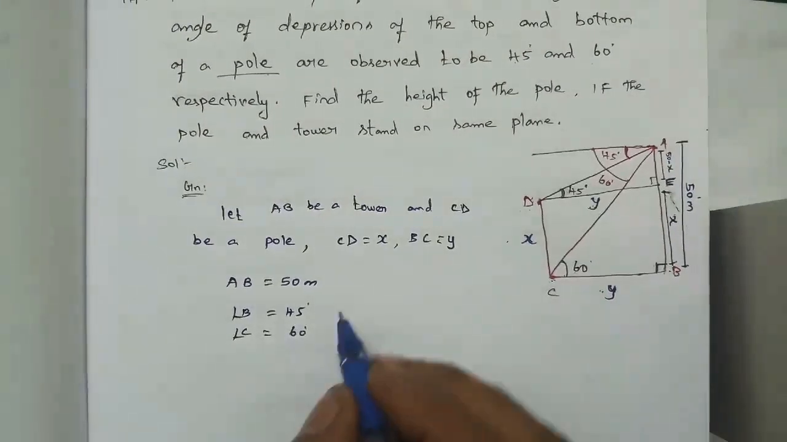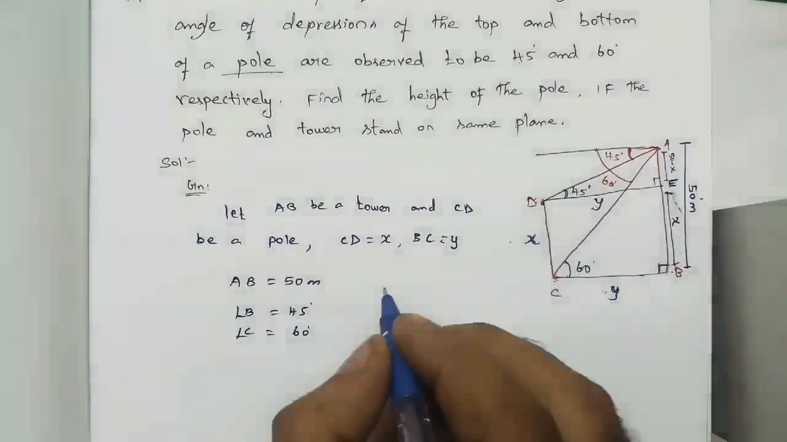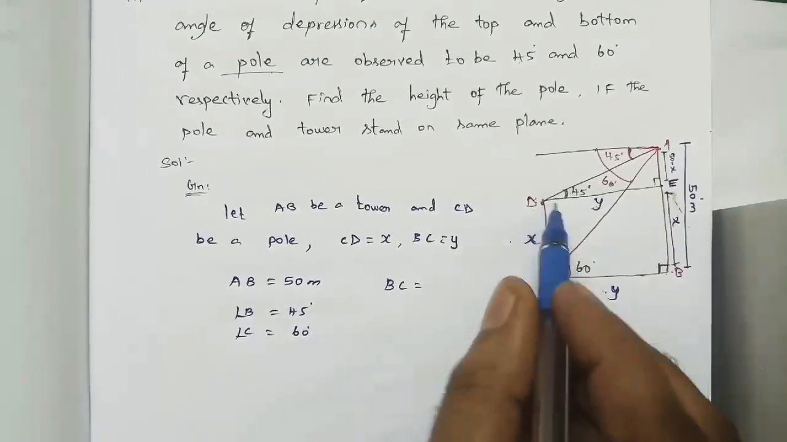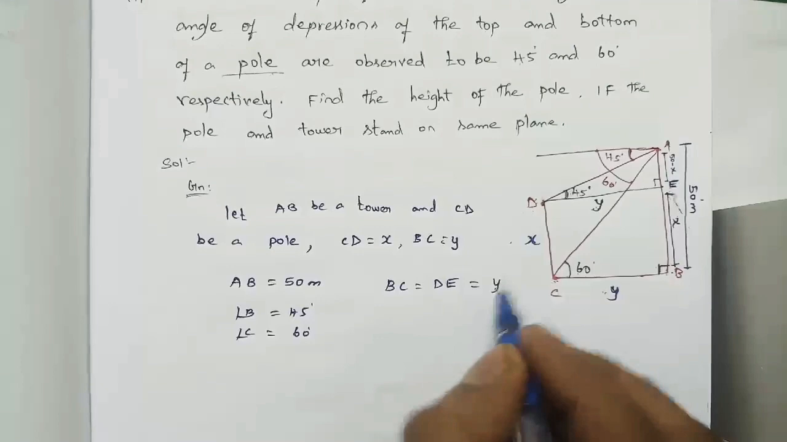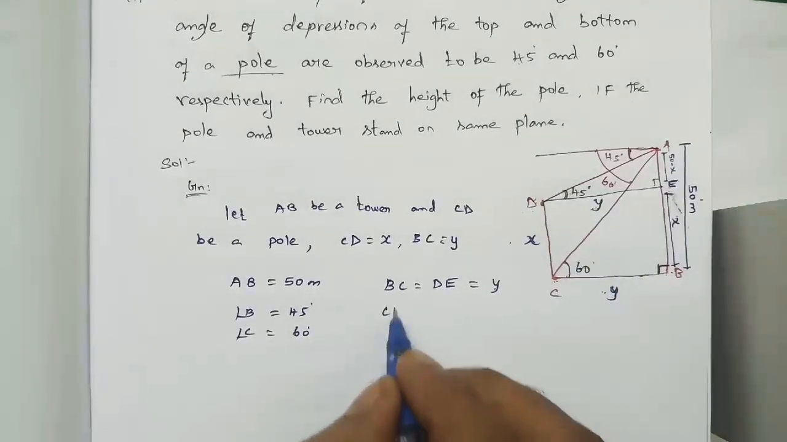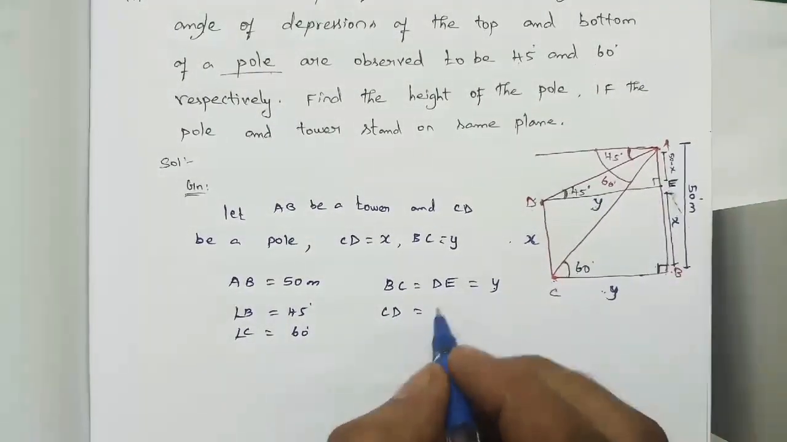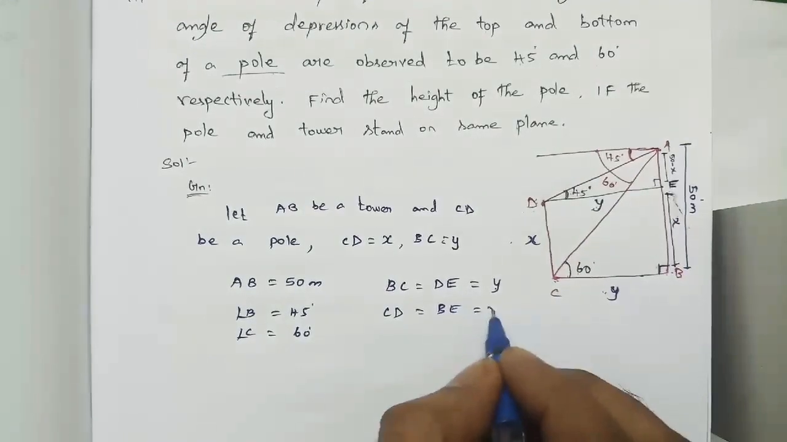And we already know that BC is equal to DE is equal to y, and one more thing we know is that CD is equal to BE is equal to x.